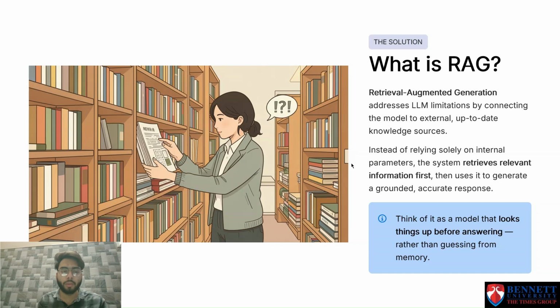To solve these problems, we use retrieval augmented generation. RAG combines two things: information retrieval and text generation. Instead of relying only on internal knowledge, the system first retrieves relevant information from external sources and then generates the answer. So the model does not guess, it uses actual data.